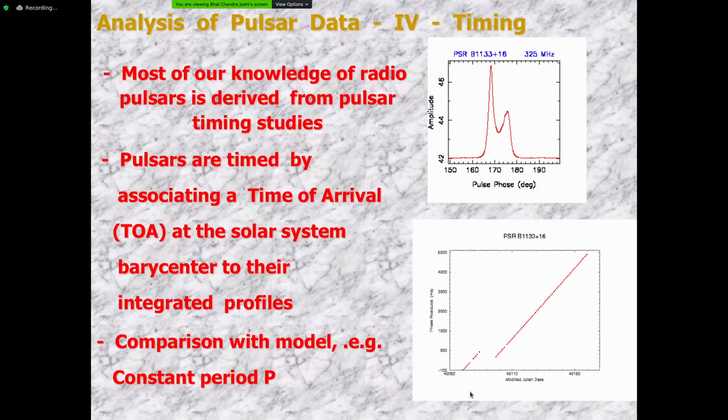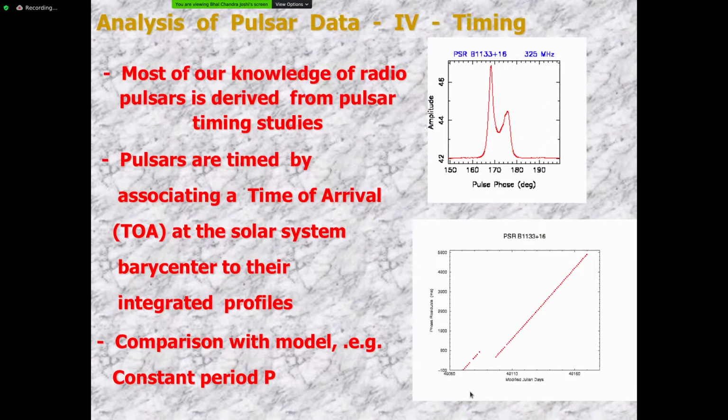So given some assumed value of this rotational model, you predict a time of arrival of the pulsar. And you compare your predicted time of arrival with the observed time of arrival and find the difference between the two. The difference between the two is called the phase residual or timing residual. If your model is correct, then you will find that your phase residuals are all 0. But if your model is not correct, then you will find a systematic in your phase residual.